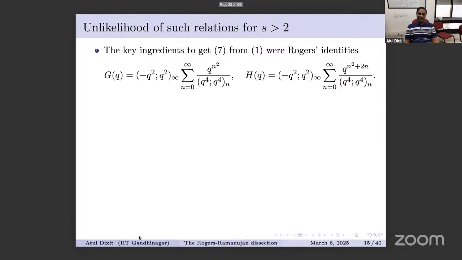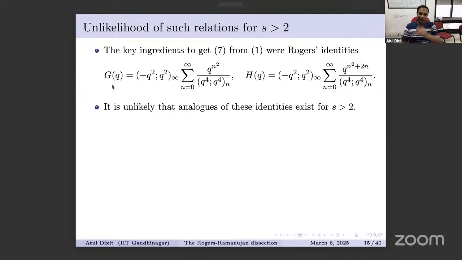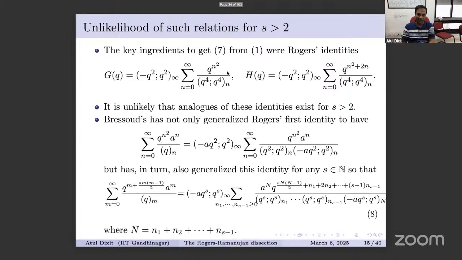And it appears to us that it is very, very unlikely that such a self-similarity is obtained for S greater than 2. See, the key ingredient in getting this self-similarity was this identity of Rogers. So this, when you multiply by (-q^2)_infinity, again gave us G of q. And on the other side, there was G of q to the power 4 because you had replaced q by q raised to 4. But it is unlikely that analogs of Rogers identities exist for S greater than 2. And let me try to convince, or at least try to explain what our thought process is.